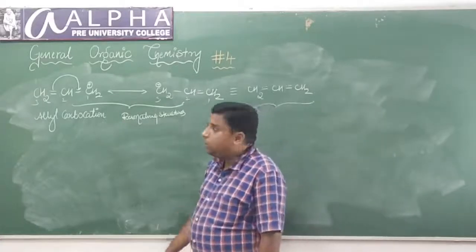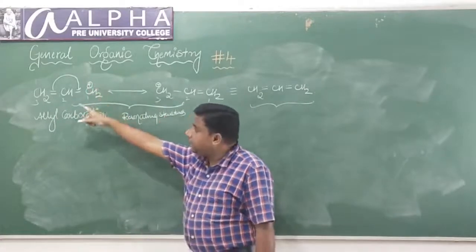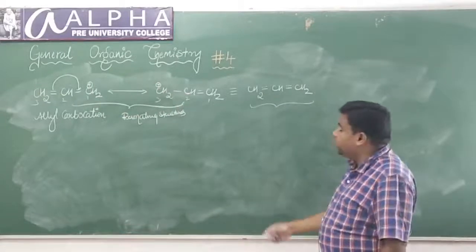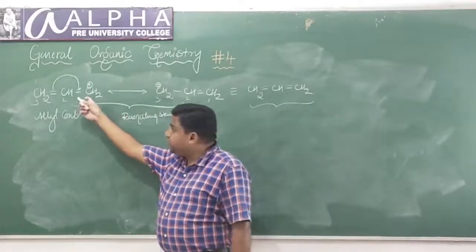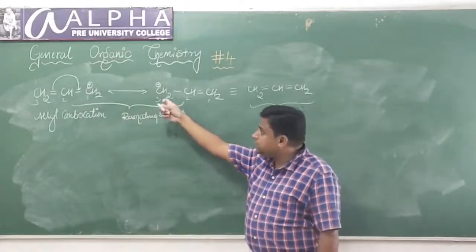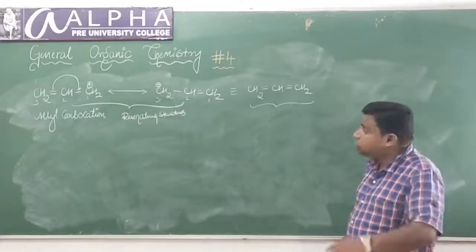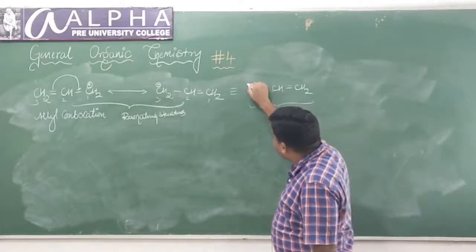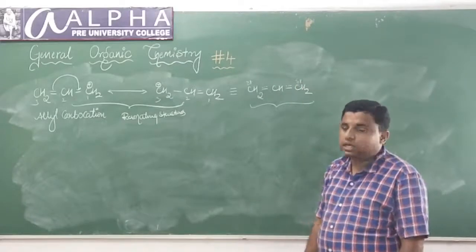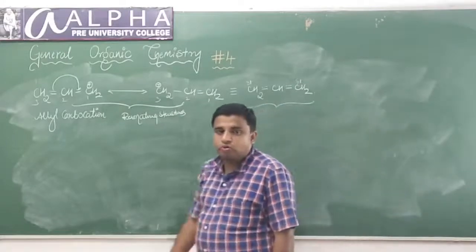And one more thing: in one resonating structure this resonating structure has positive charge on the first carbon, and in the other case this resonating structure has positive charge on the third carbon, isn't it? Therefore, the actual structure will have partial positive charge on this carbon and partial positive charge on this carbon. Any doubts?